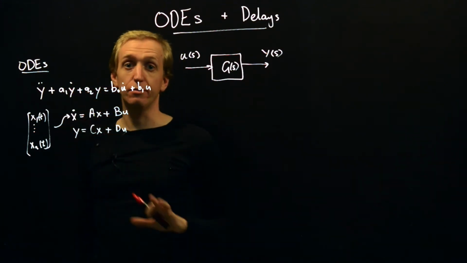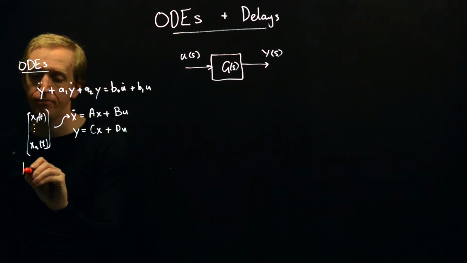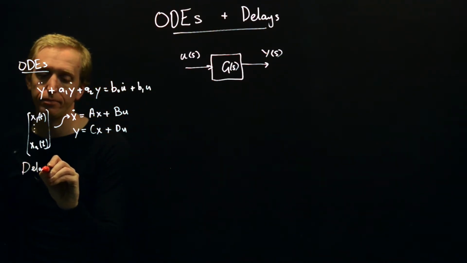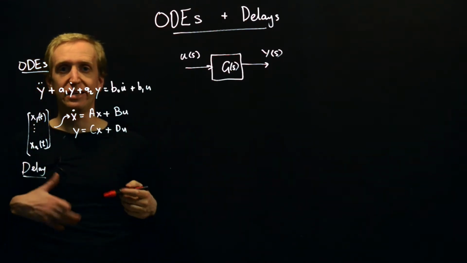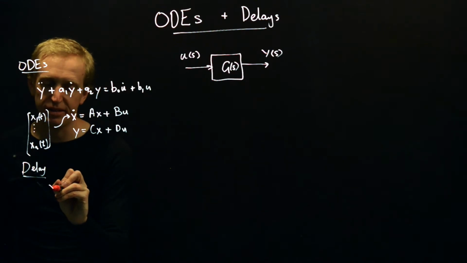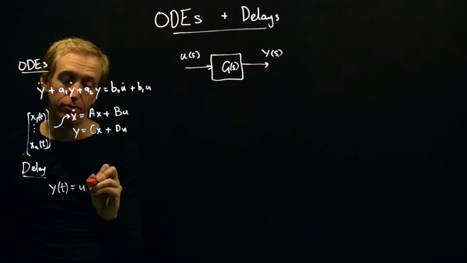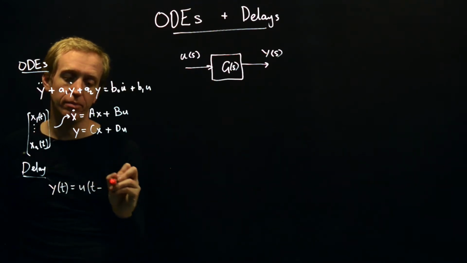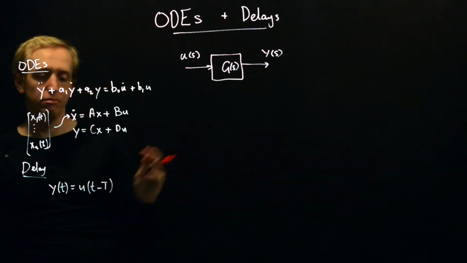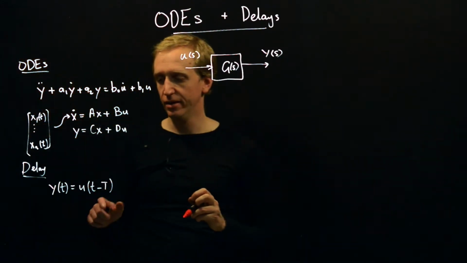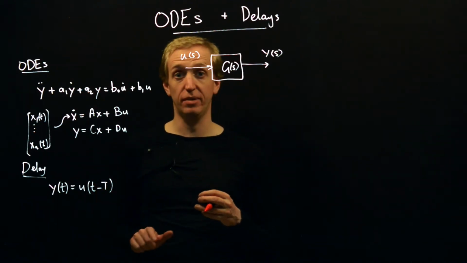So these are ODE models in the time domain, and what about delays? Well, in this input-output framework, what a delay does is it sets the value of the output at time t equal to the value of the input, but some capital T time units into the past. So y is exactly equal to u, but it's just delayed by a length of time, capital T.